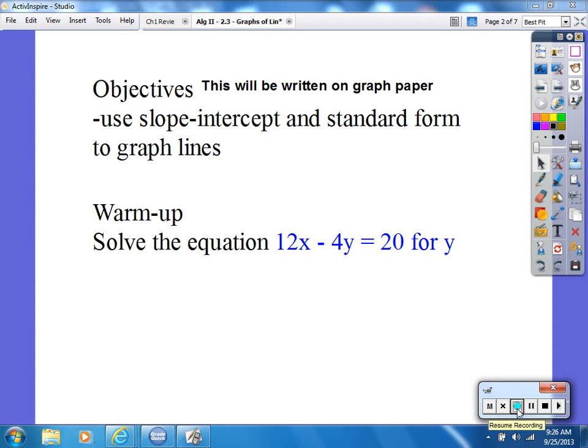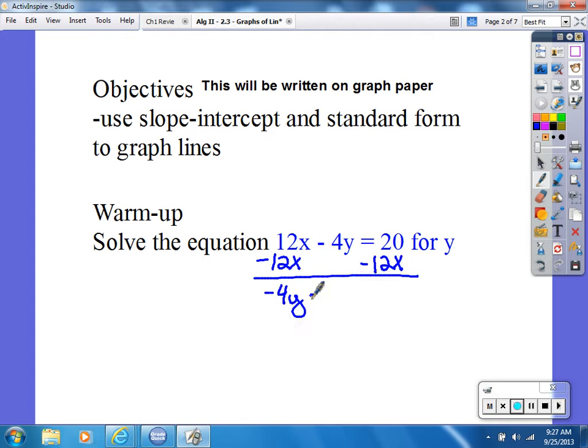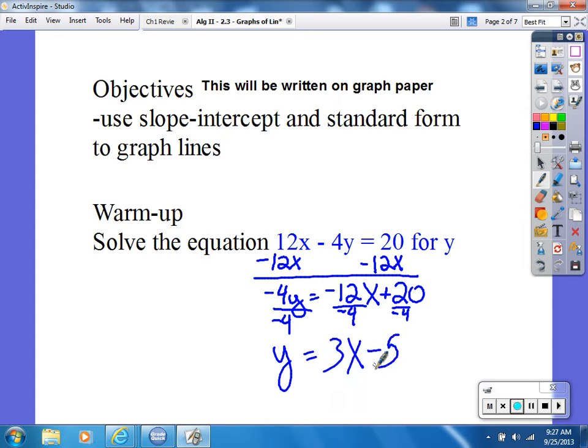So you just took a minute and you solved this for y. So let's pick on Sean. Sean, tell me what to do first. Wonderful. So I'm going to subtract 12x from both sides. Negative 4y equals negative 12x plus 20. Sean, pick somebody. Draven, what do I do next? Perfect. Divide everything by negative 4. So I get y equals 3x minus 5.